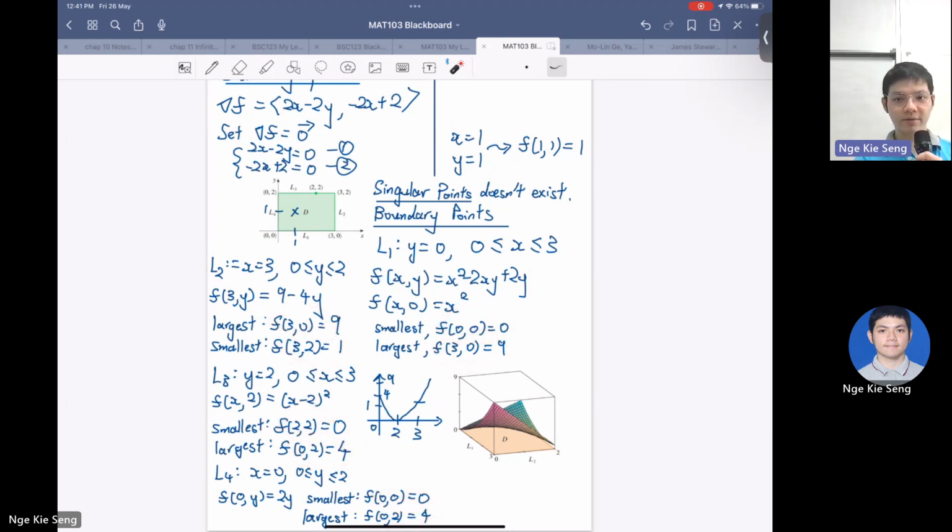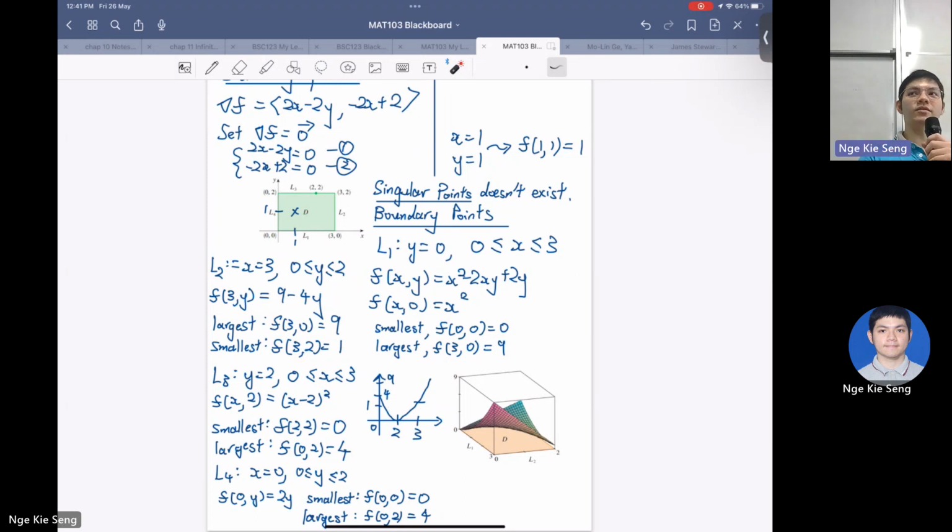So where is the maximum? Which one is the maximum? 9 is the maximum. Sorry, not just maximum, the absolute maximum, not local, absolute. So which one is the absolute minimum? The point where you get the value 0. How many points do you get?